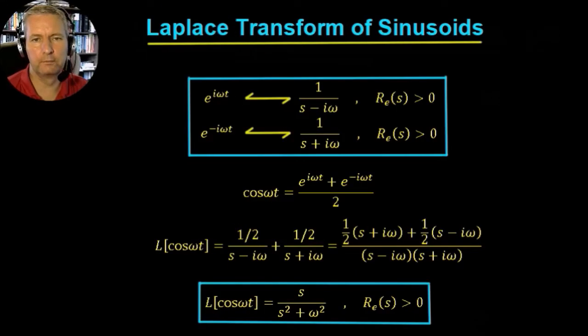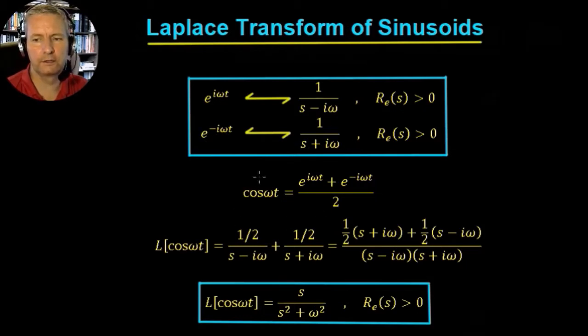So now let's look at the Laplace transform of the sinusoidal function. We've seen from the previous video that if we find the Laplace transform of e to the i omega t, we get 1 upon s minus i omega, and e to the minus i omega t gives us 1 upon s plus i omega.